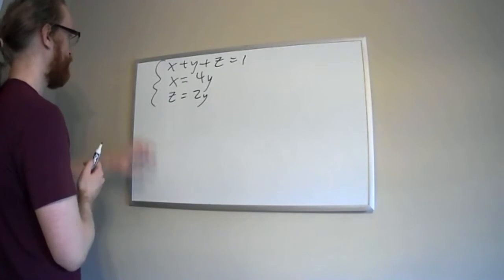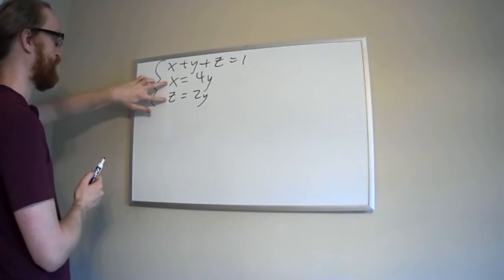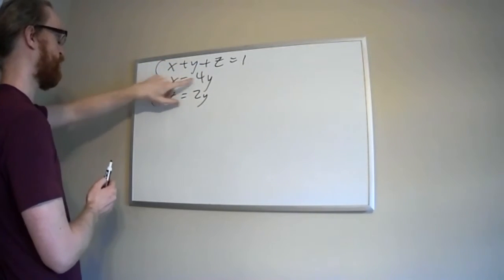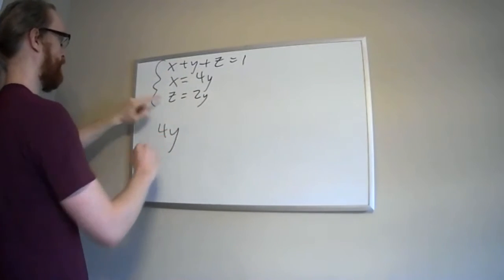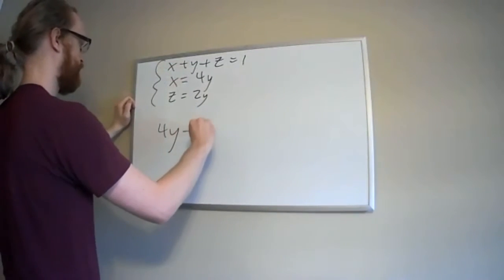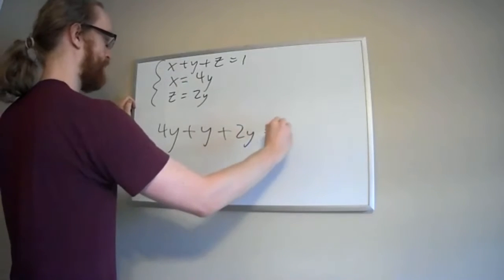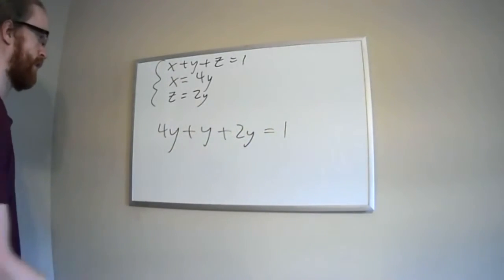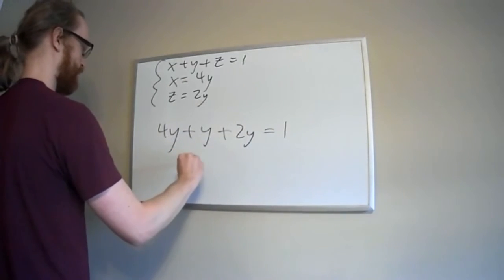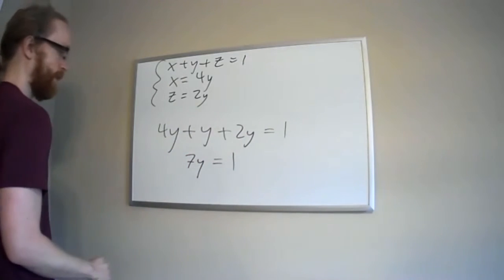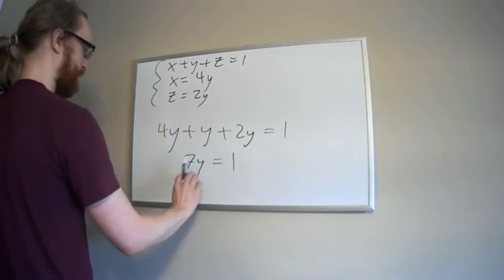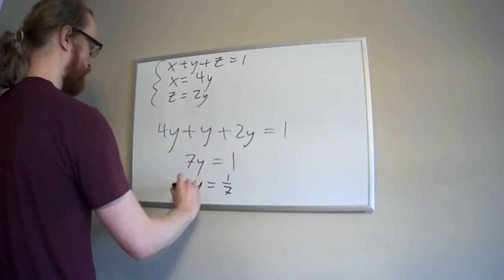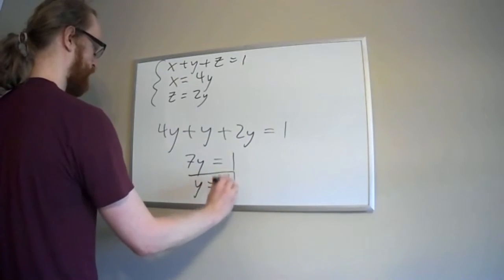So again, these are really nice. They're set up for substitution. So I would just substitute these into this first equation here. Substitute 4y for x, substitute 2y for z. I get this. Now everything on the left-hand side has a y in it, so I'm going to collect the like terms. I'm going to get 7y equals 1. And so divide both sides by 7, and I find that y is 1 over 7.